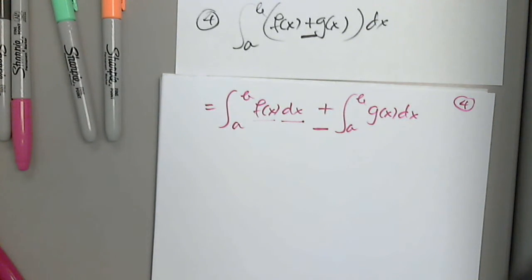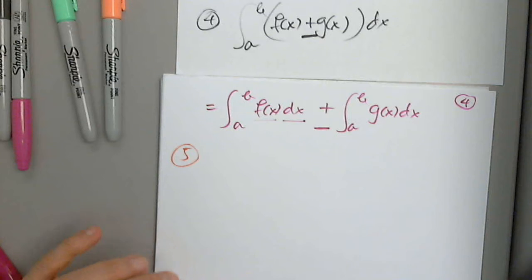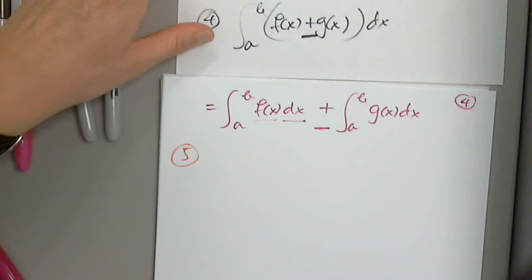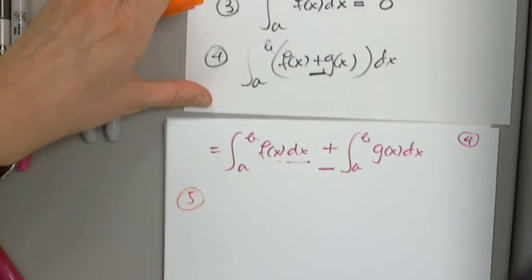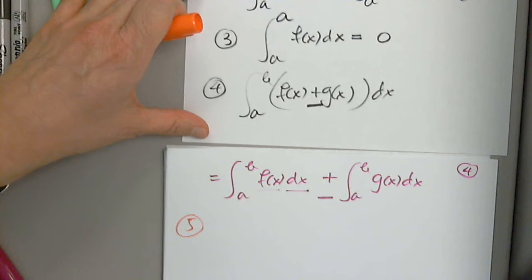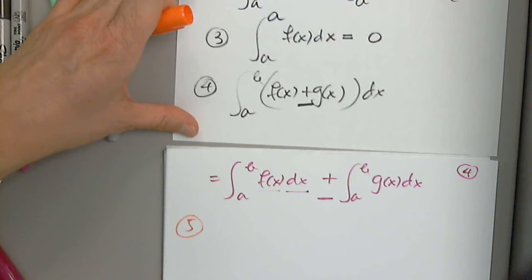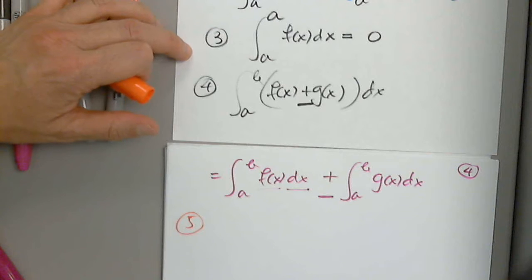Here's the next property. Property number 5. Everything is common sense. Yes, sure. Go ahead. Number three. Say it again. Number three. You have a question on number 3? No, I just didn't see it.